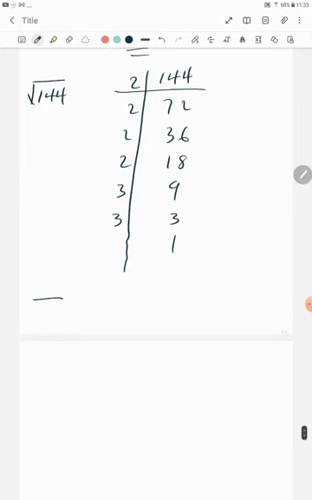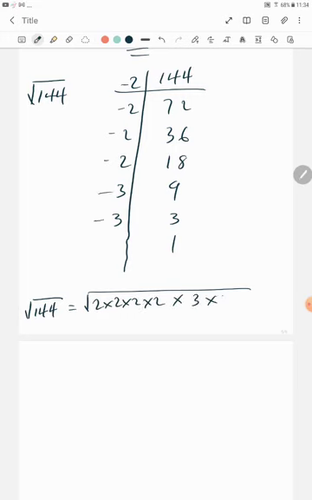So this, let's group it. That will be square root of 144 equals to all roots. How many 2? 1, 2, 3, 4. 2 times 2 times 2 times 2 times how many 3? 1, 2 times 3 times 3. 3 goes with 3, 2 and 2 here, and 2 and 2 here, such that I can write root 2 square times 2 square times 3 square.